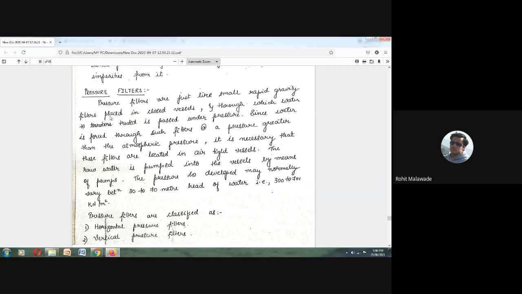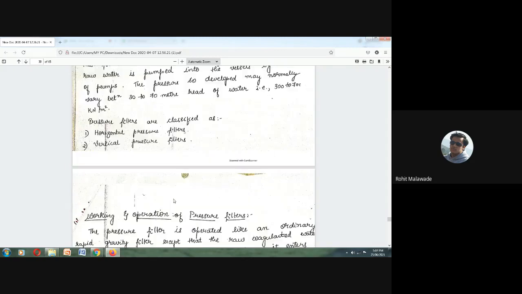In case of slow sand filter and rapid sand filter, the water used to flow by its own gravity. But here, we are going to pass the water with the help of pressure. That is the reason we use the word pressure filter. Here the pressure is applied along with the water, for a head of around 30 to 70 meter, that is, a pressure of around 300 to 700 kilonewton per meter square.